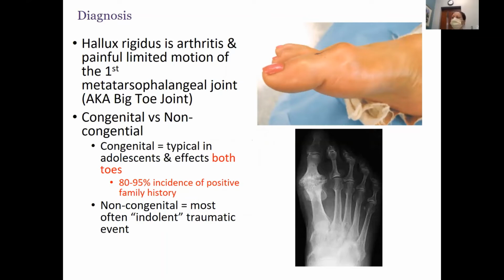Here's a concomitant x-ray where we see normal joint space here in the lesser toes, second, third, fourth, fifth, and we can see that that joint is basically bone on bone and destroyed in the big toe, and it's got little devil ears or devil horns here, which are bone spurs. And so this is an end-stage kind of arthritic big toe joint.